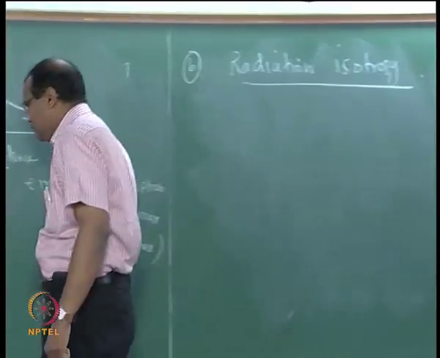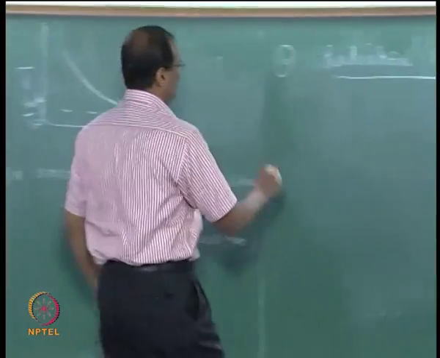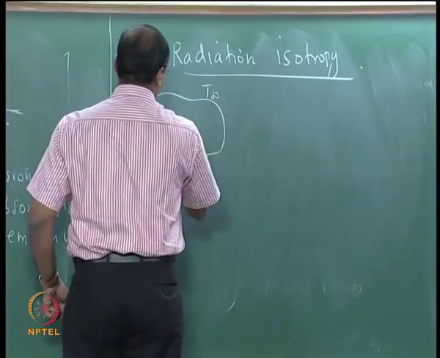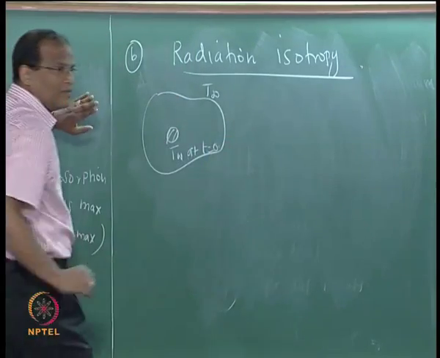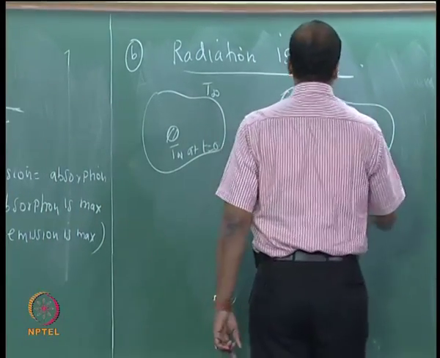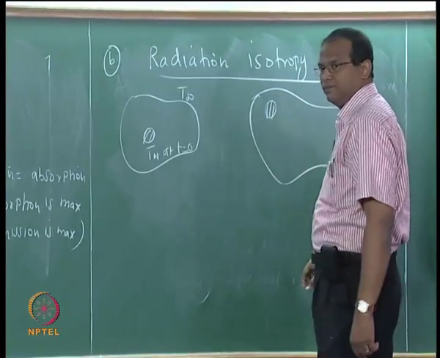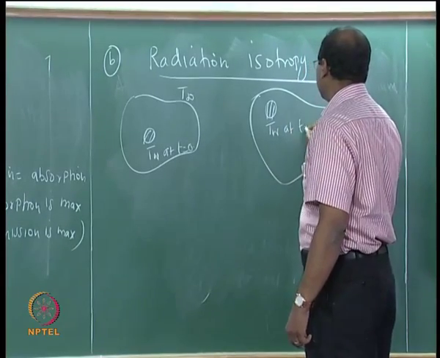Radiation isotropy. Suppose the story is like this: the enclosure is at T infinity, and the black body is at TW at t equal to 0. I have one more case where it is the same enclosure and the same black body, but I am keeping the black body here. It is the same TW at t equal to 0. Is there any change?